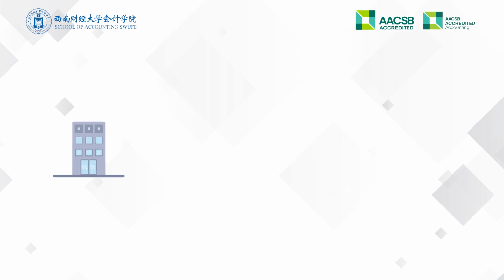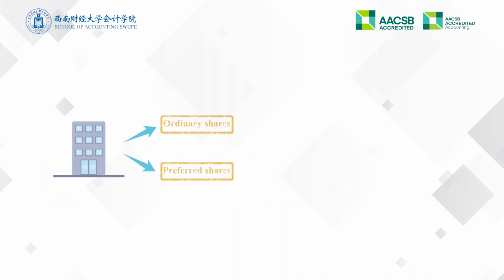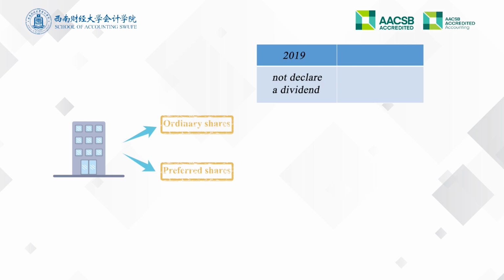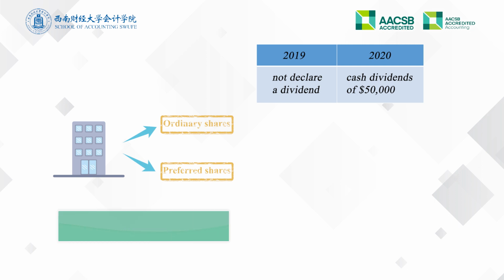For example, a company has both ordinary shares and preferred shares. In 2019, the directors did not declare a dividend. In 2020, the directors declared cash dividends of $50,000. The dividend for the preferred shares equals $8,000.